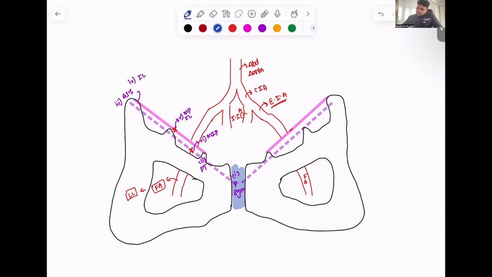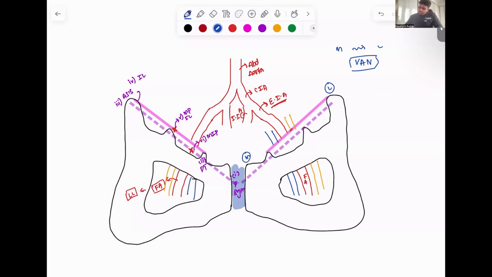Besides femoral artery, we have femoral vein and femoral nerve running along femoral artery. The femoral vein and femoral nerve are arranged in the sequence of femoral vein, femoral artery, and femoral nerve from medial to lateral. This is your medial side, this is your lateral side.